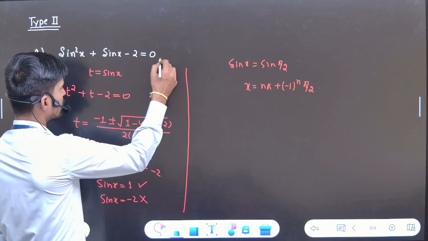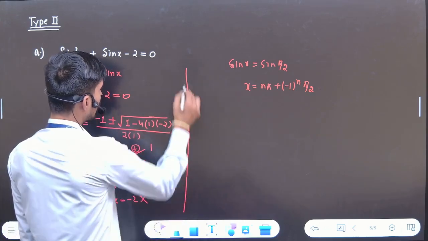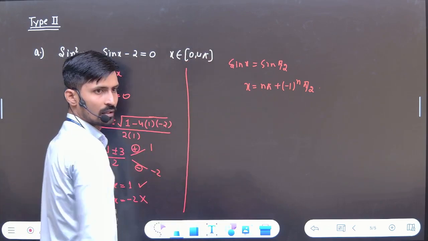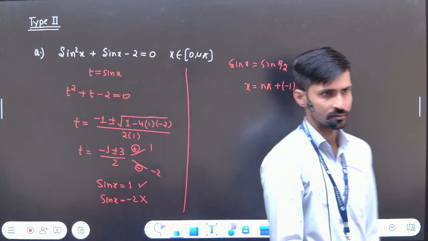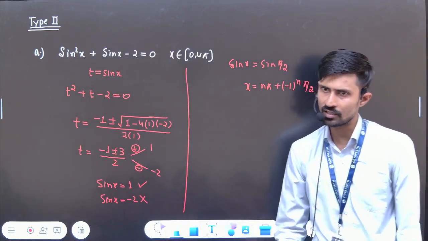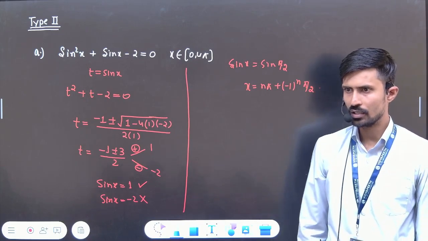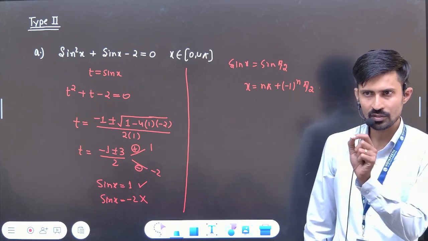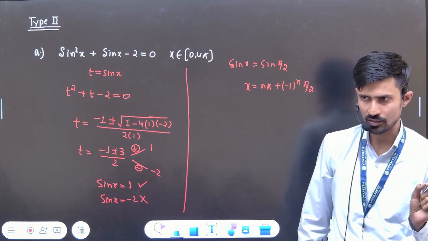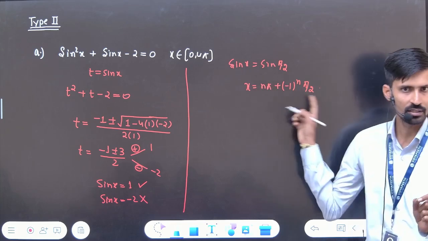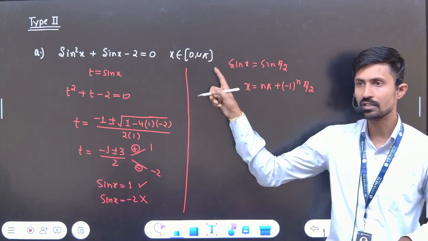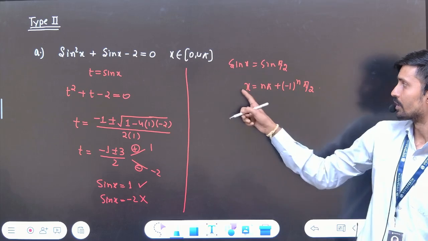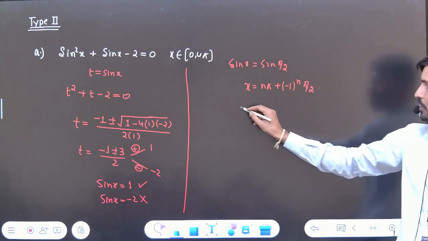Now suppose in the question it is mentioned x belongs to 0 to 4 pi, and they ask you to find the total number of solutions. They can ask you for the general solution also, or the total number of solutions also. So there are two types of question. Suppose I am asking between 0 to 4 pi, meaning 0 to 720 degrees. How many angles will satisfy that equation? We will find that with the help of the general solution. First of all, I will put n equals 0.